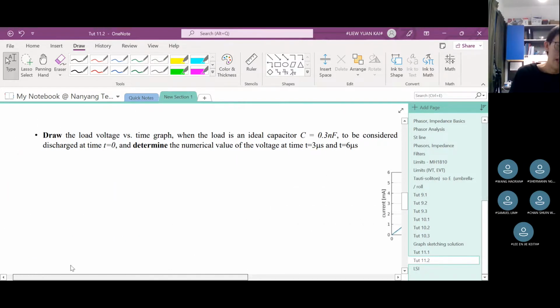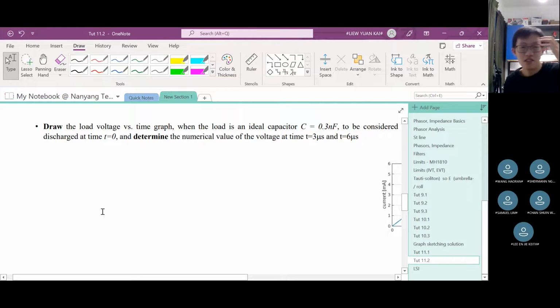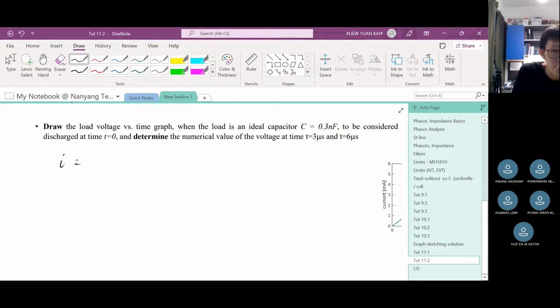So what will relate voltage to current in a capacitor? The defining equation is I is equal to C dV/dt. Notice that this is a differential equation, right? Because we need to find voltage, but now voltage is inside here. It's inside this d/dt operator. So we need to take it out, so to speak.